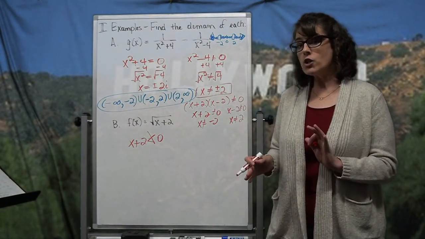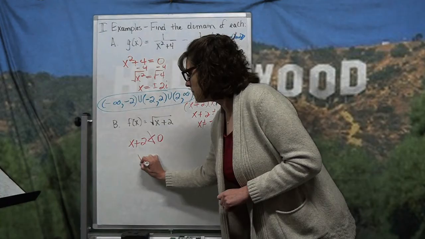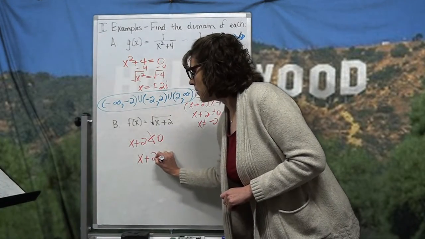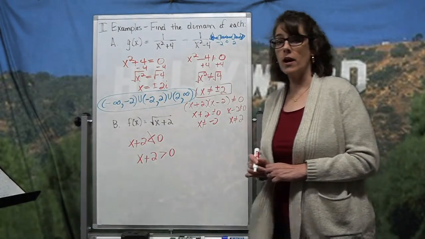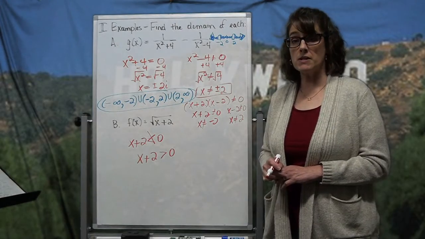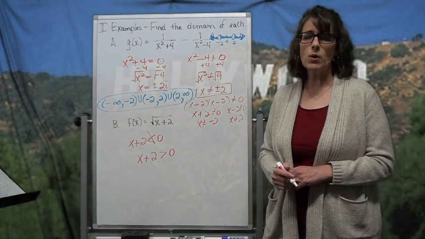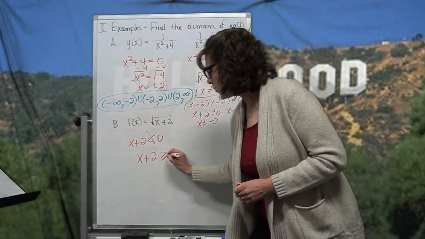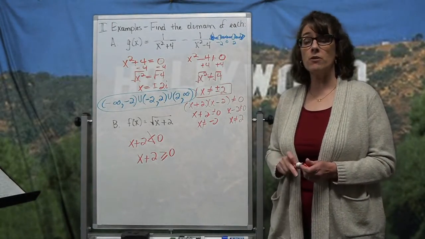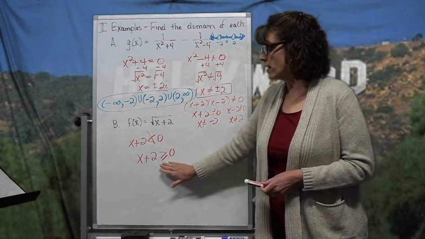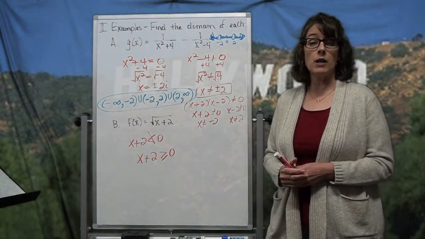The easier way to look at this, though, is to say that x plus 2 could be bigger than 0. That's okay. Is it okay for it to be 0? In other words, could I put a 0 underneath that radical? Sure, because the square root of 0 is 0. So it's okay for it to be 0, and it's okay for it to be bigger than 0. Here is my criteria. I need to solve that inequality.